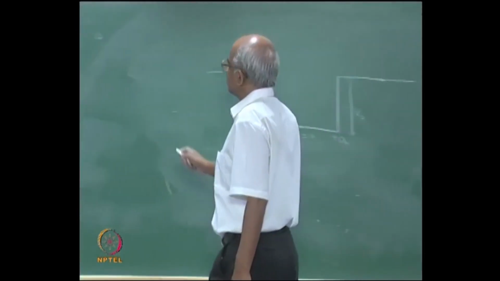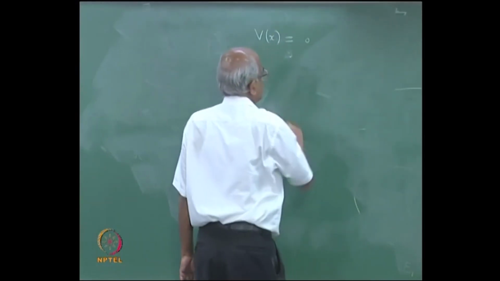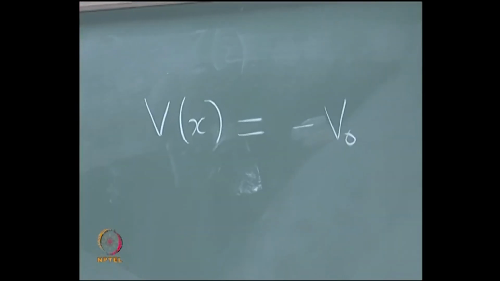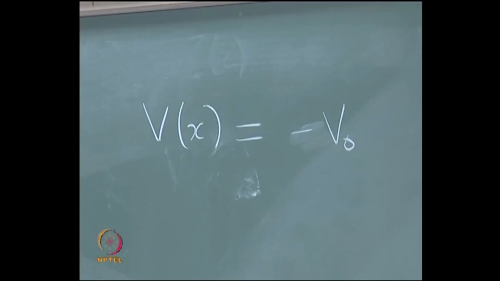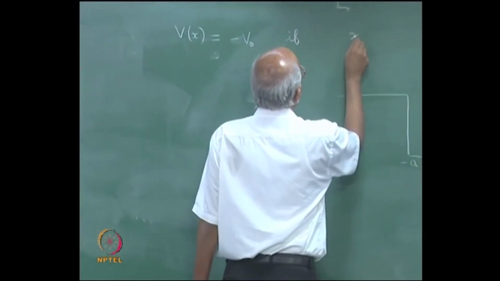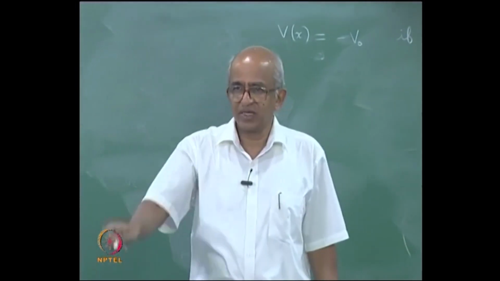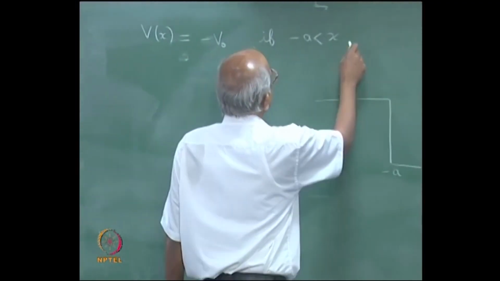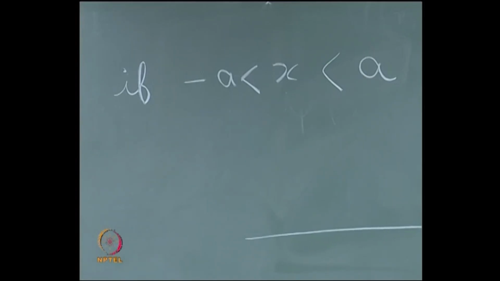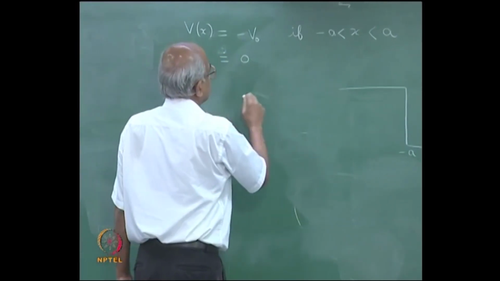So, let me now define the potential energy of the system. V of x, how will you define it? It is equal to minus V0, right. V0 is assumed to be positive, right. So, minus V0 is negative when minus a is less than x and x is less than plus a. That means the particle is within the box, and outside the box what will happen? I will say that the potential energy is 0.